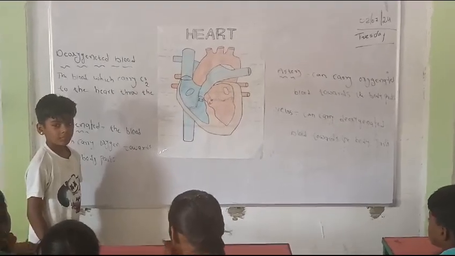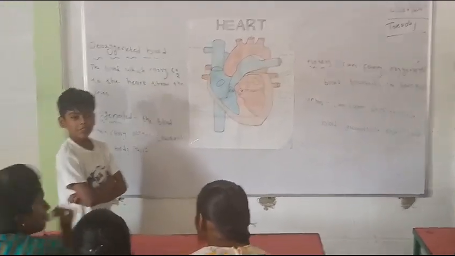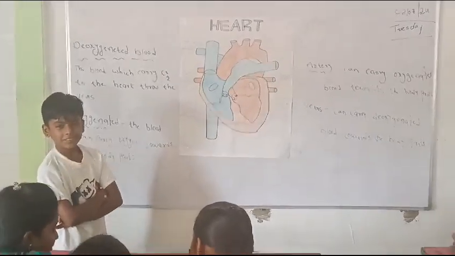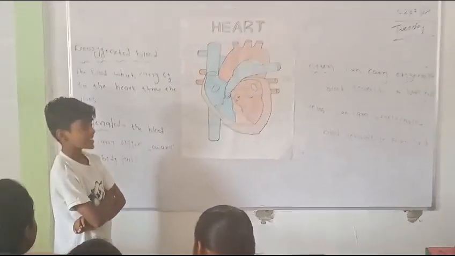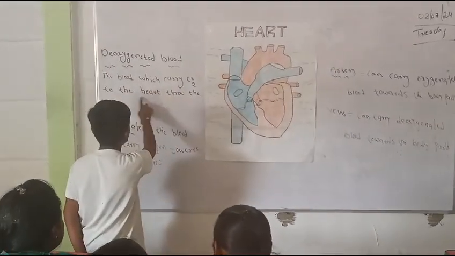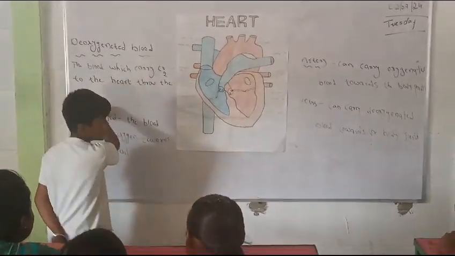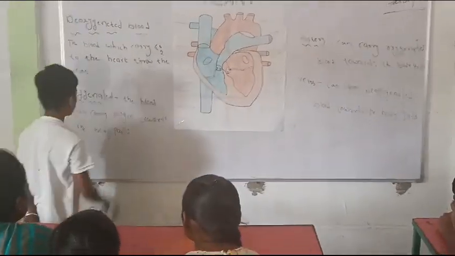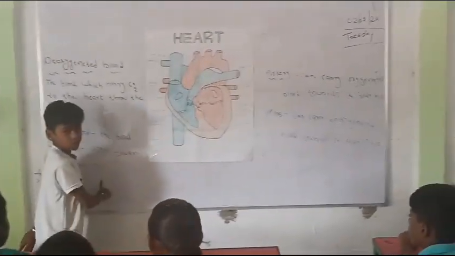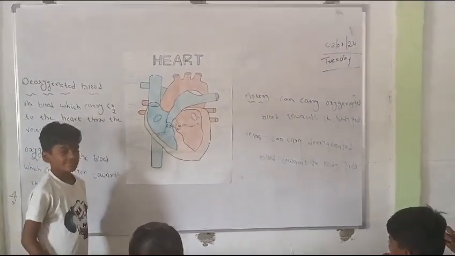Okay. What is your name, beta? Which class do you study in now? Okay. Tell me, beta, what is deoxygenated blood? Deoxygenated blood is the blood which carries CO2 to the heart through the veins. Okay. What is oxygenated blood? Oxygenated blood is the blood which carries oxygen towards the body parts. So tell me the function of the heart.